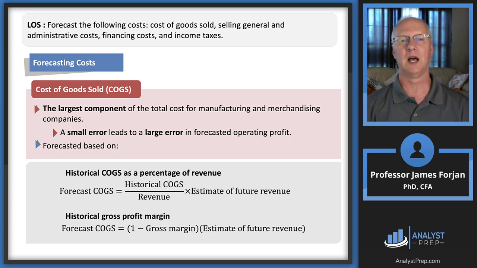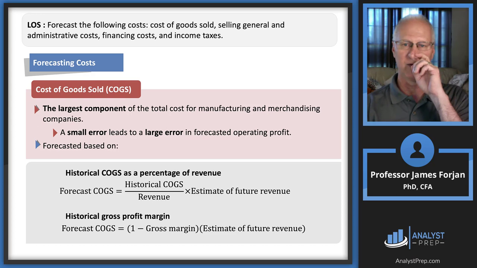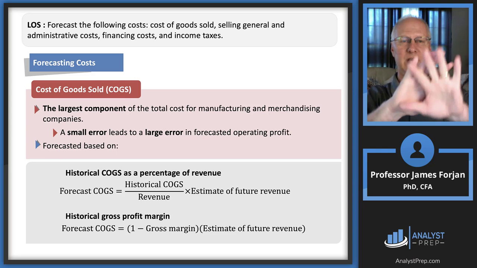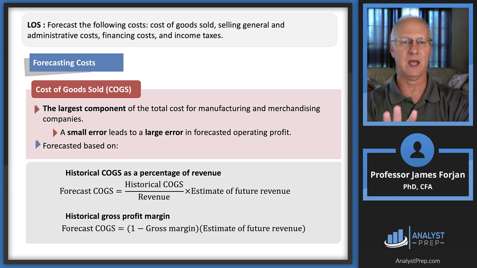All right, so what's important about cost of goods sold? Largest component for manufacturing and merchandising companies. So look at that second arrow point, the indented arrow point. A small error leads to a large error in forecasting operating profit, right? So we have these great sensitivities, dare I even call it some type of an elasticity. So we need to make sure that if we use the historical cost of goods sold as a base for our forecast, that we're aware that these small errors or changes, are you ready for this? Changes in the macro economy, changes in the industry, changes in the product market, changes in our individual company, right, of cost of goods sold could lead to substantial errors.